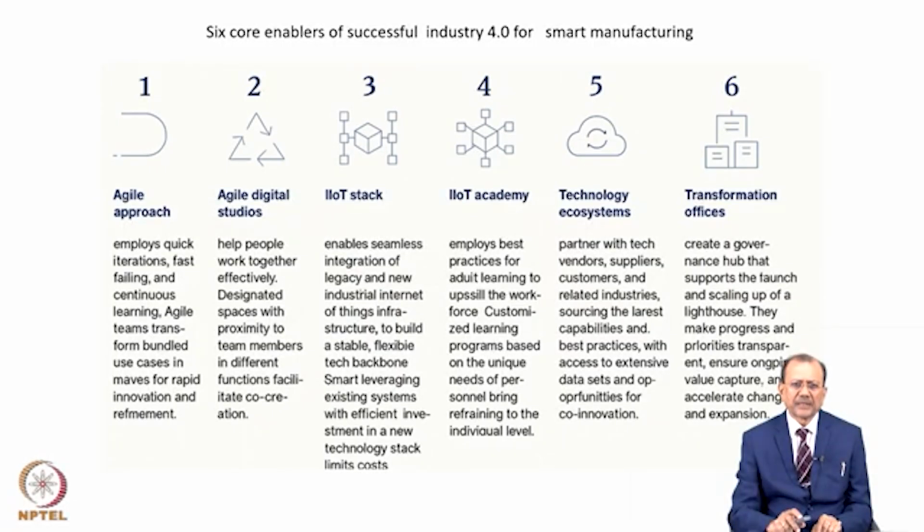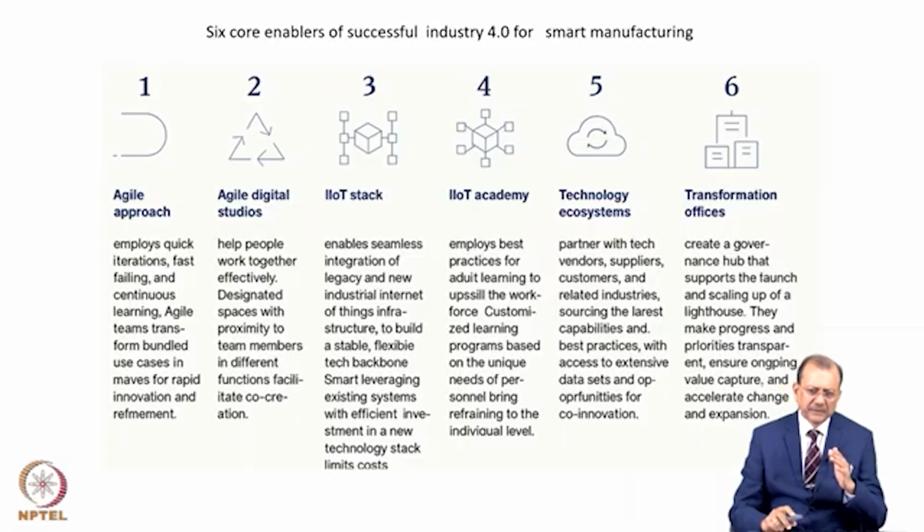Now in this slide, I am explaining the six core enablers for successful Industry 4.0 for smart manufacturing. First, the core enabler is the agile approach. The agile approach employs quick iterations, fast failing and continuous learning. Agile teams transform bundled use cases into moves for rapid innovation and refinement.